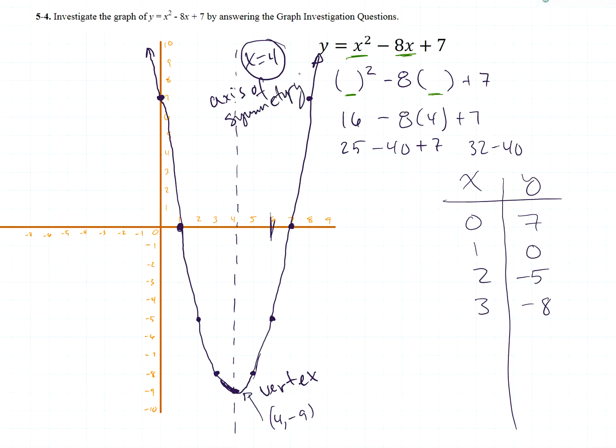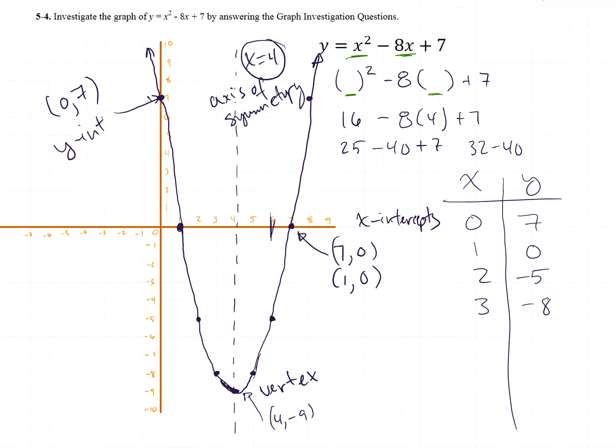I also have a couple x-intercepts, right? Here's one of my x-intercepts: when x is 7, y is 0. And the other one's just a cross over there: when x is 1, y is 0. So I have two x-intercepts. And I also have a y-intercept right here, right? When x is 0, y is the number 7. So this is a y-intercept.